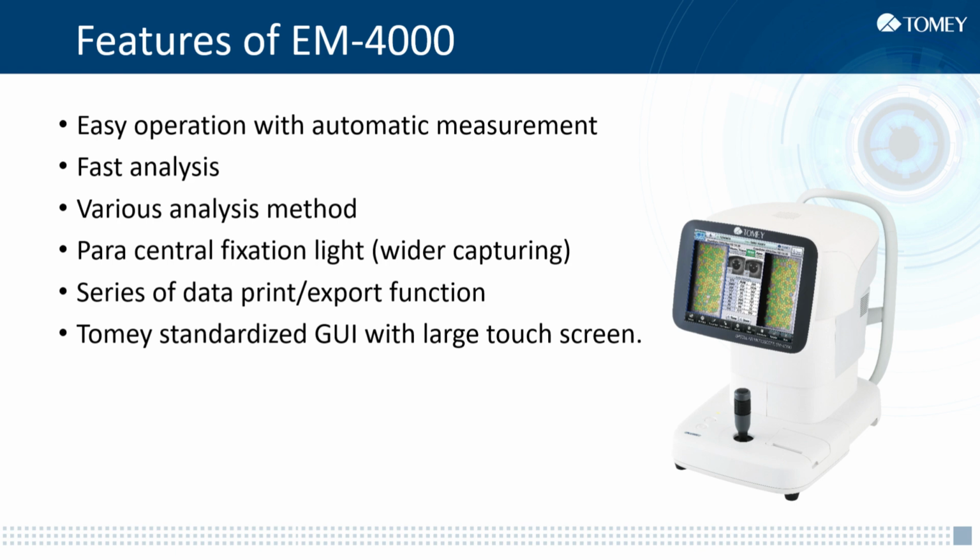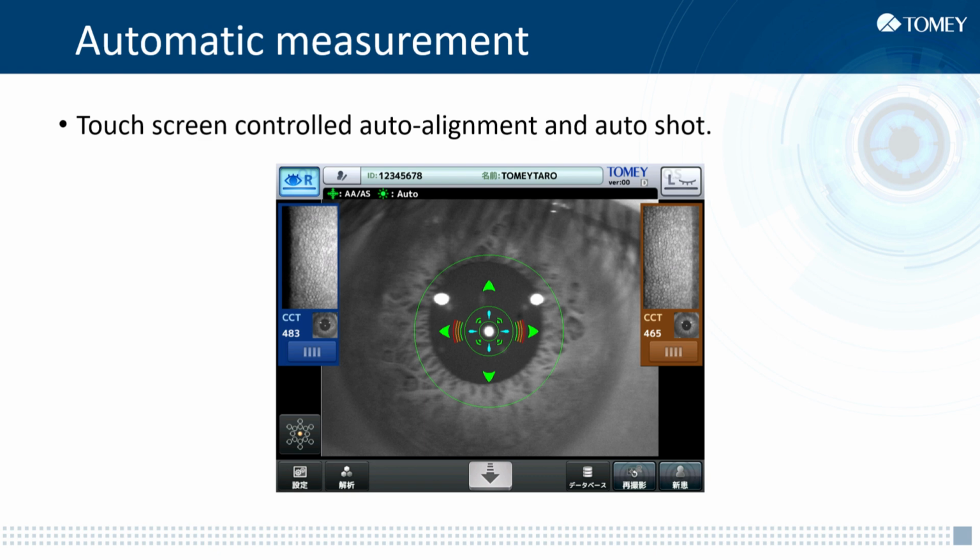I would like to start from the top, easy operation with automatic measurement. TOMI Corporation is good at auto alignment and measurement technology, and this feature is of course implemented in the EM4000. What we need to do for measurement is just indicate the center of the cornea by touching the screen. Then the auto alignment starts, and the measurement starts automatically once the alignment has completed.